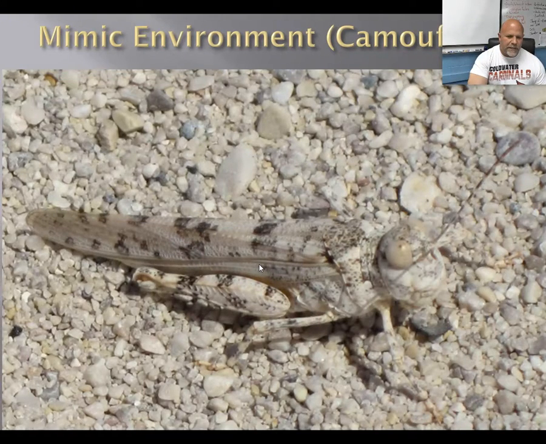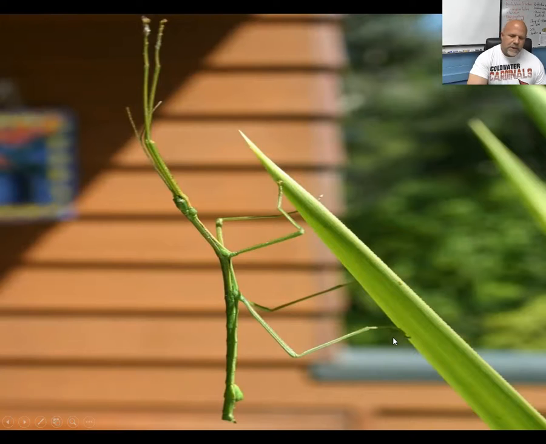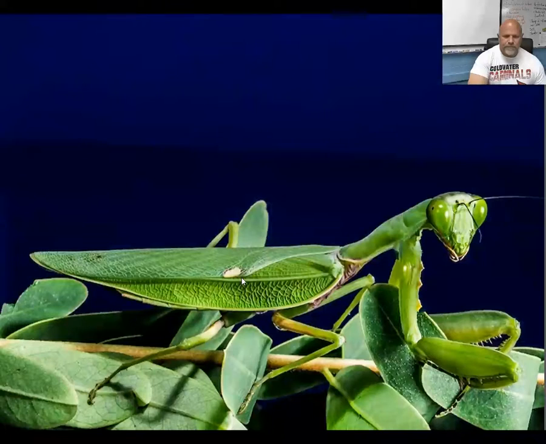Here's a cricket that is actually a grasshopper that's well adapted to its environment. You can see the coloration of the stones around it is almost the same as the grasshopper. Here's a walking stick that is adapted to living on green vegetation, and so it's got a nice green color. Some walking sticks are brown and they're adapted to brown vegetation.